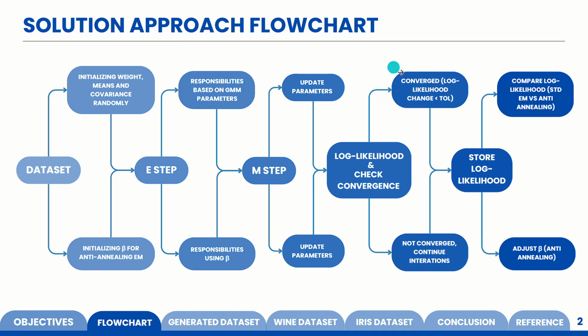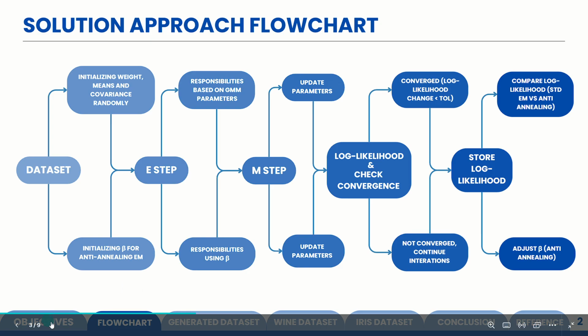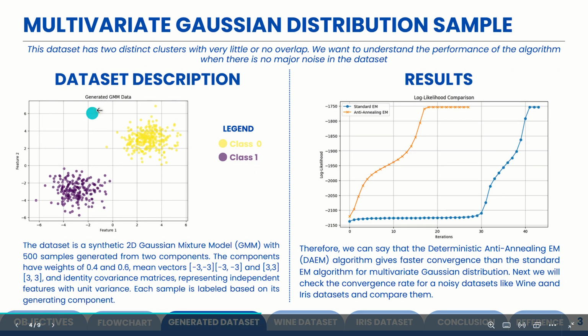We check for convergence when the log likelihood change is less than a tolerance, and until it has converged we keep continuing the iterations. After that we store the log likelihood, and we can compare the standard versus the new one on these three different data sets, and we can adjust our beta for this.